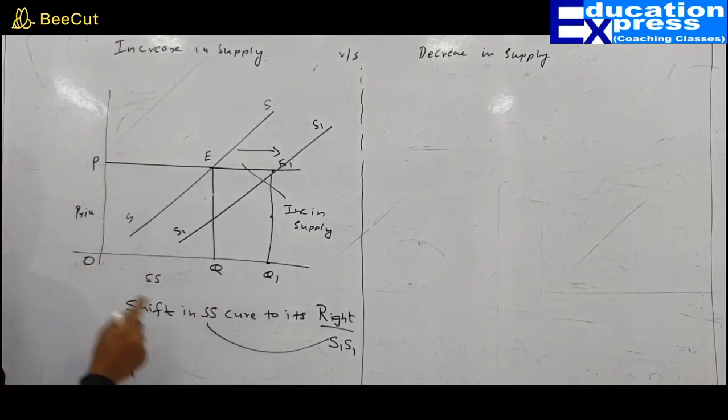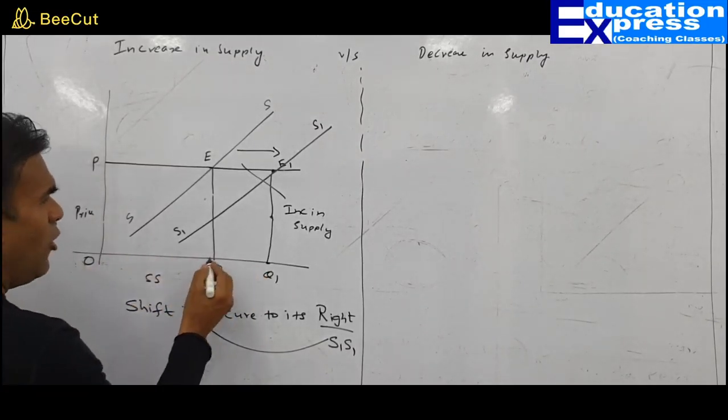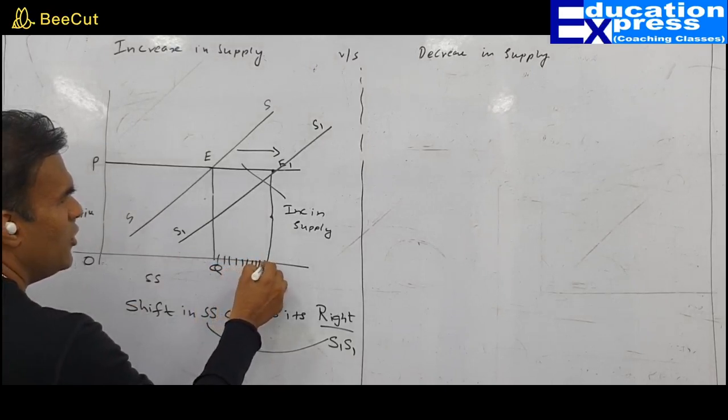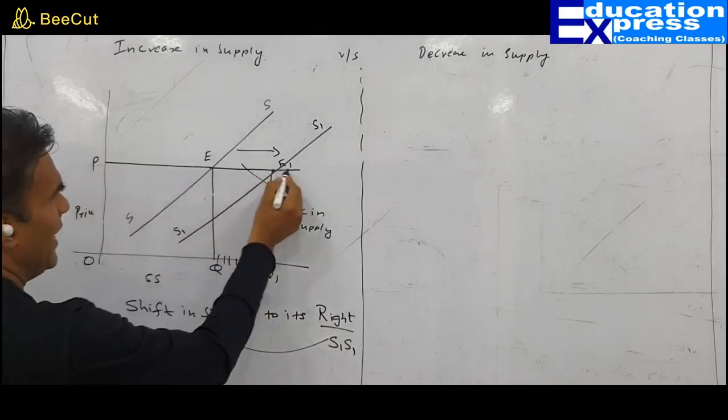What was the supply before? OQ. What is the supply now? OQ1. Is there any increase? Yes, sir. How much? This much. So what happened to the supply curve? So the supply curve shifted to my right. You can see over here, keeping the price the same.